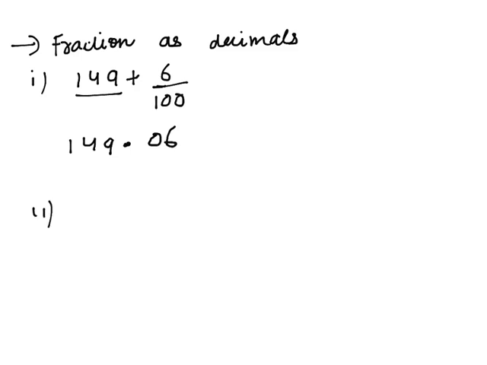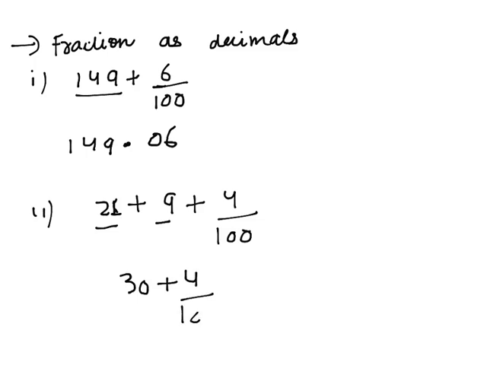Next we have 21 plus 9 plus 4 by 100. So here how can we write it? We can add these two whole numbers. It will give us 30 and we will get 4 by 100. And so it's 4 hundredths. So we will put the decimal point after two digits, so it will give us 30.04.